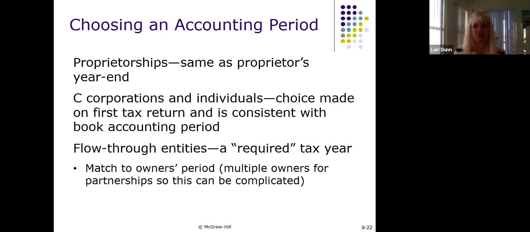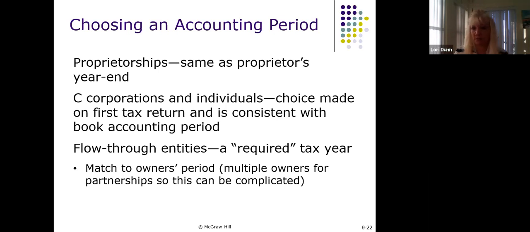But what if you have 2 or 3 or 4 partners? Two of the partners have a calendar year, and the other partner goes July 1 through June 30th. Now we have to take a look at the tax rules. We're not going to get into all of the rules here. We just want you to know it's usually the majority owners, the S corporation or the partnership will have the same accounting period as the majority of the owners. It could get a little bit more complicated than that.